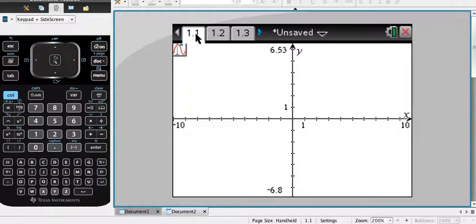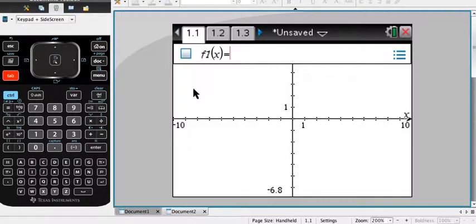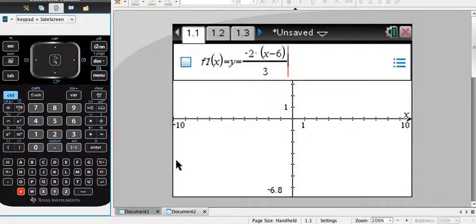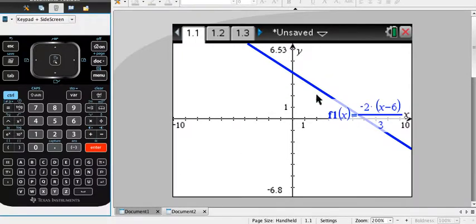Go to your graph page. Press Tab to enter a graph in. And we're going to paste that equation there. So Control V. It is a lot easier than writing it out in full. The only problem is we do need to remove this y equals, which is here. So I'm going to delete that. Once I've got my equation ready, I press enter, and there it is there.